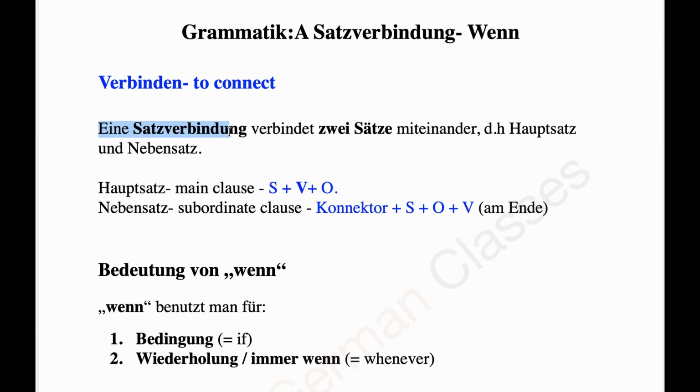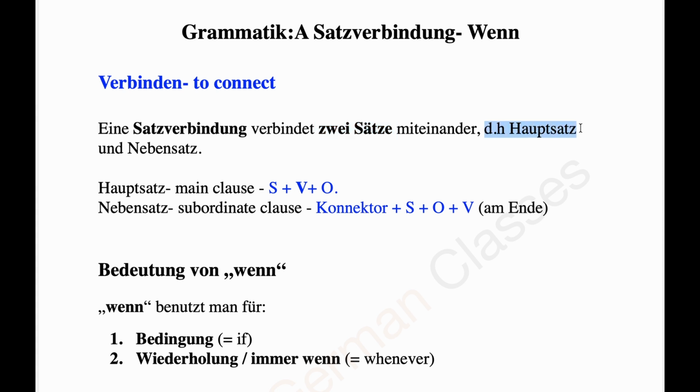So, eine Satzverbindung verbindet zwei Sätze miteinander. Satzverbindung means sentence connector. Verbindet, it combines, it connects. Zwei Sätze, two sentences, miteinander, with each other. Now, a sentence connector connects two sentences with each other. Now, which two sentences does a sentence connector connect?